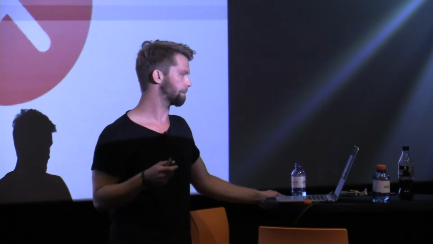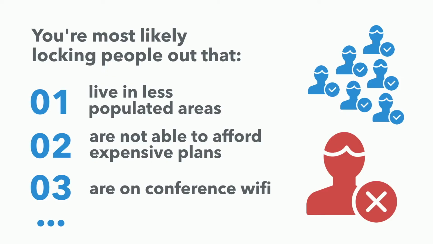So when we're not keeping performance in mind, when we're building stuff for the web, we're most likely locking people out that live in less populated areas. My parents live in the middle of nowhere in North Germany. Can I use my phone there? No, because nobody cares about data. We're locking people out that cannot afford expensive plans, right? There are people that cannot pay 60 euros or 70 euros for this, yeah, give me all the data contract. Some people really just run on 1 gigabyte per month, or even less. And I haven't used the conference Wi-Fi today too much, but yeah, when you're on conference Wi-Fi, you will also notice that these kind of things matter.